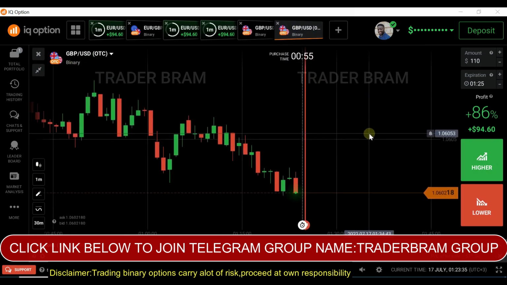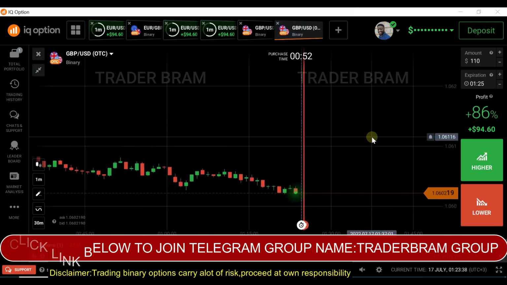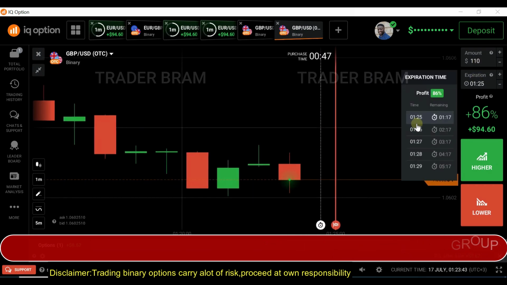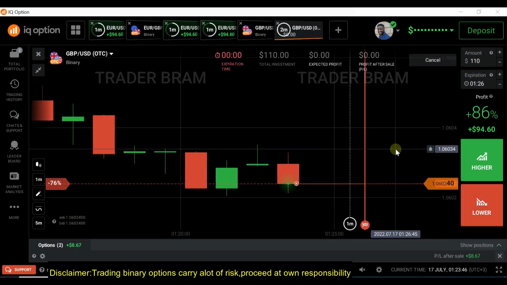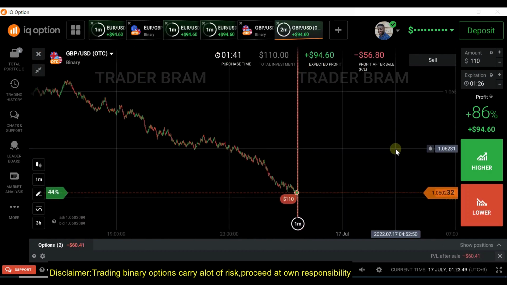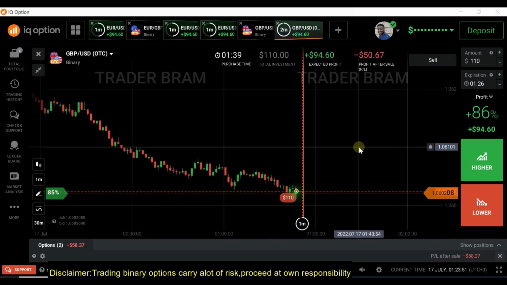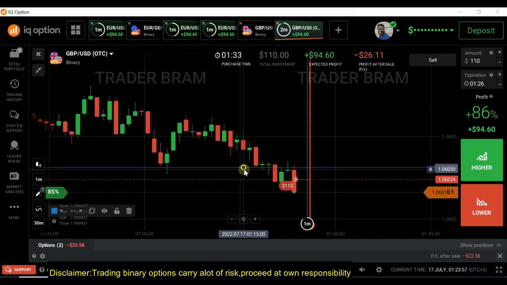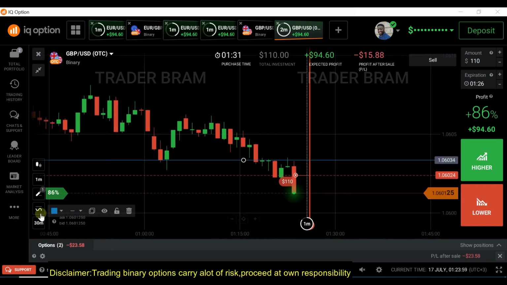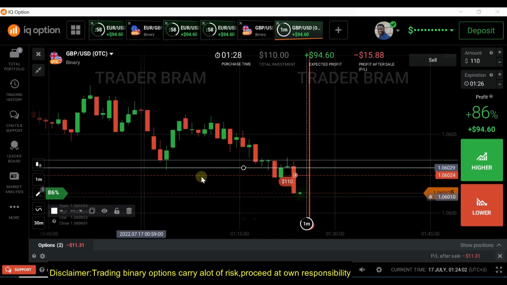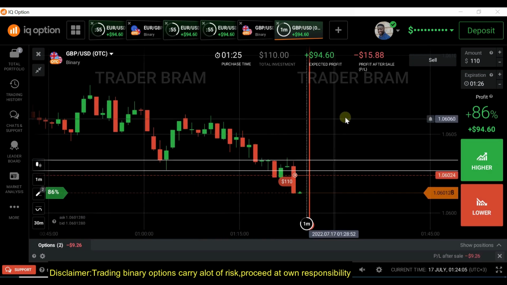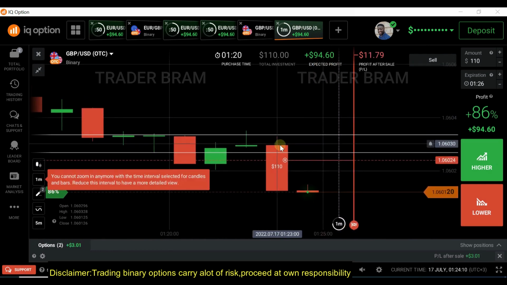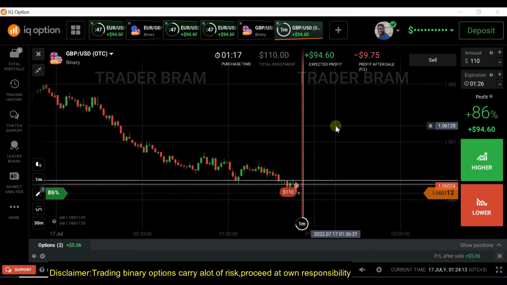So let's check on this other pair. Very strong downtrend. Again, I'll do a 2 minutes expiry period. You can observe a very strong downtrend. We've already broken this level of support and resistance, so we don't expect any other movement apart from the downward movement.